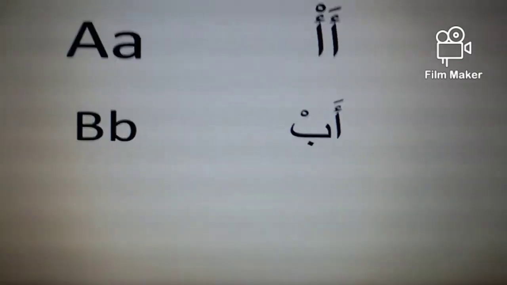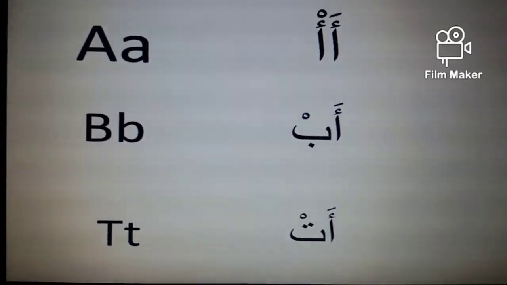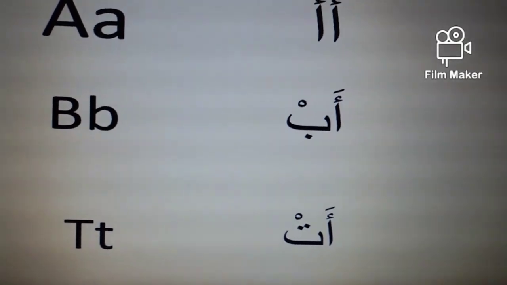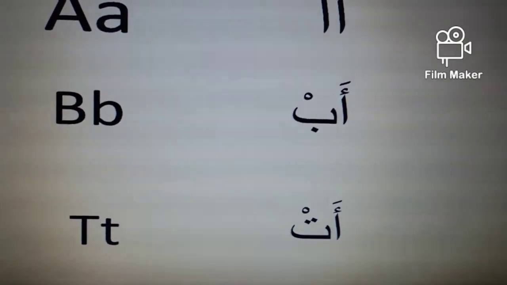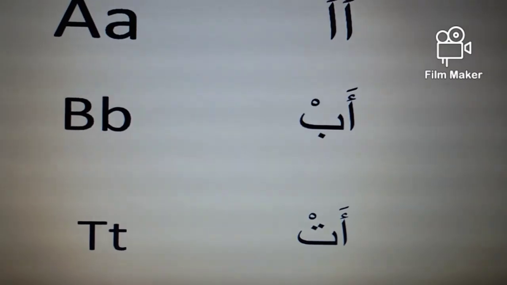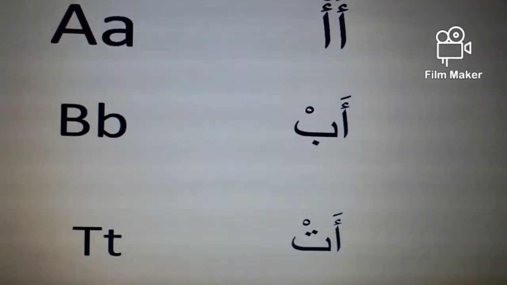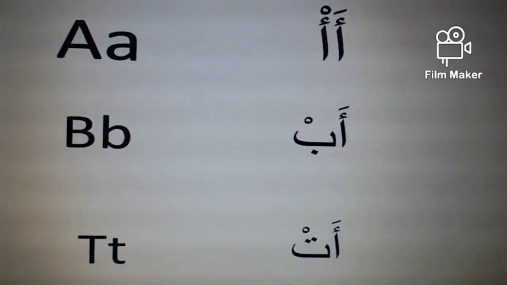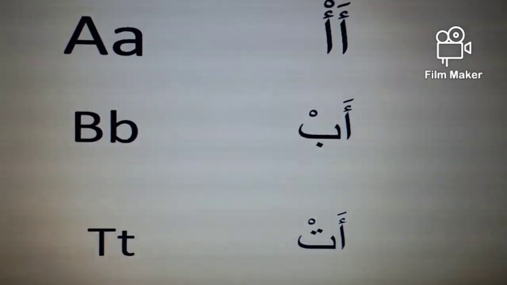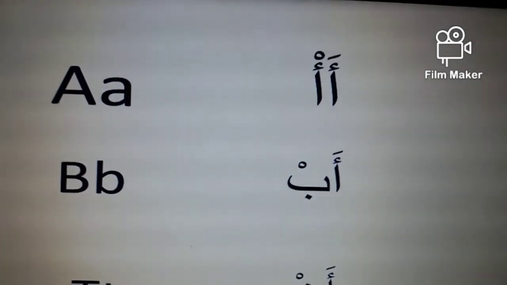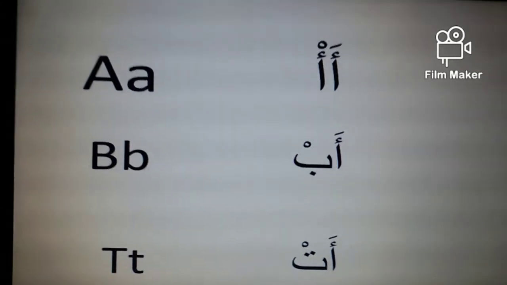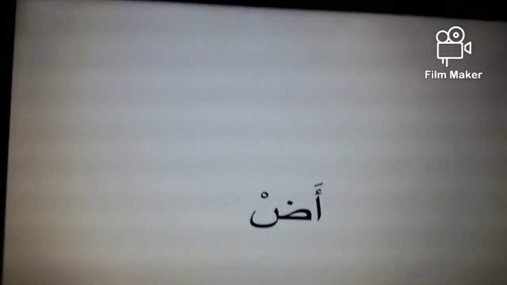Let's take the third word. Alif with a fatha over it, followed by the letter T with a sukun. That T or Ta is pronounced like that, T. So it becomes like that, at. Okay, so ep, at.